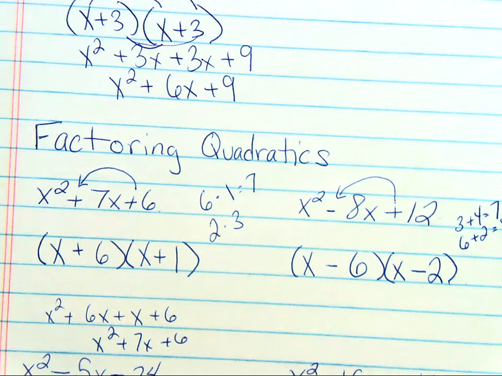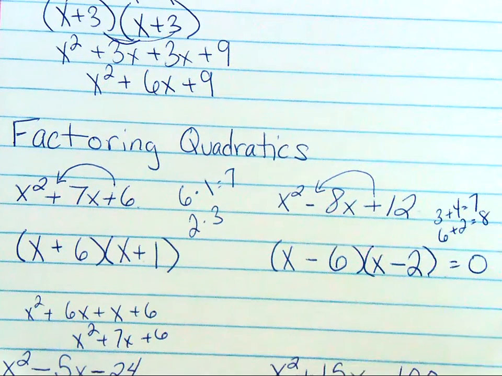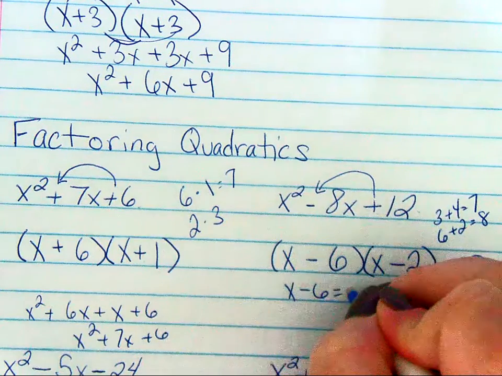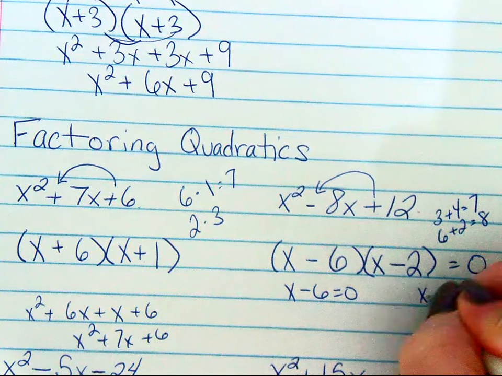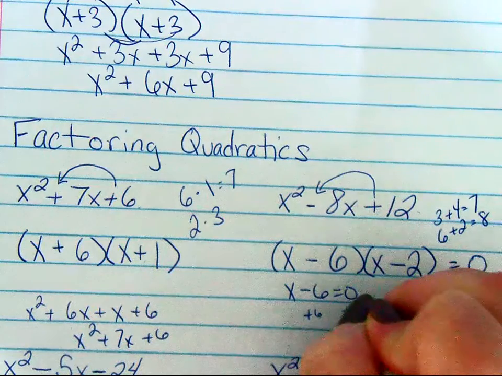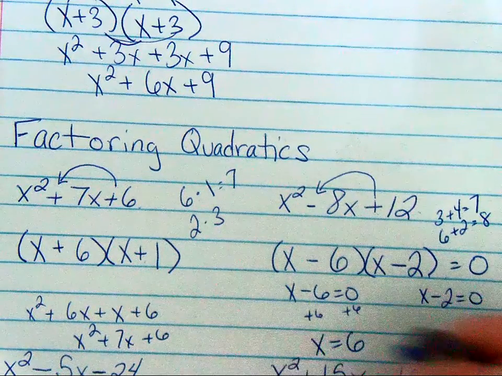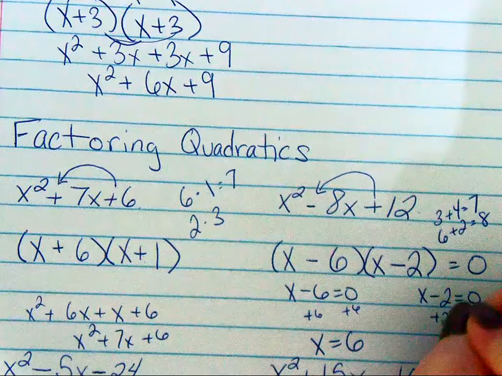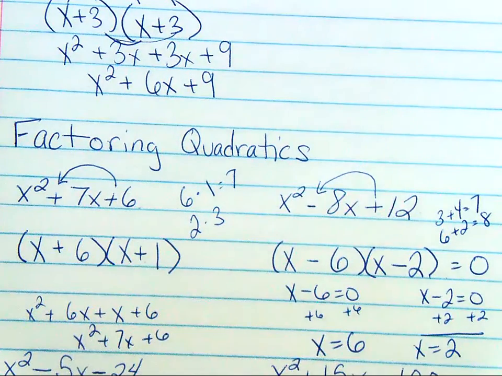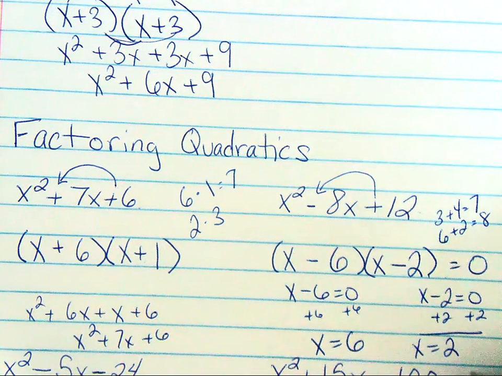If I want to then know what x is, I would set it equal to 0. And I get x minus 6 is equal to 0. X minus 2 is equal to 0. I add 6 to both sides, and I get x can be either 6 or x can be 2. This is a review of a concept that we will need for 10.7.